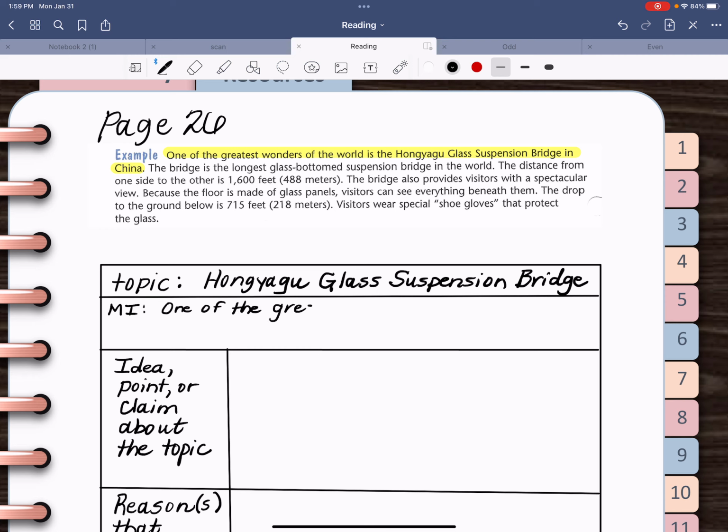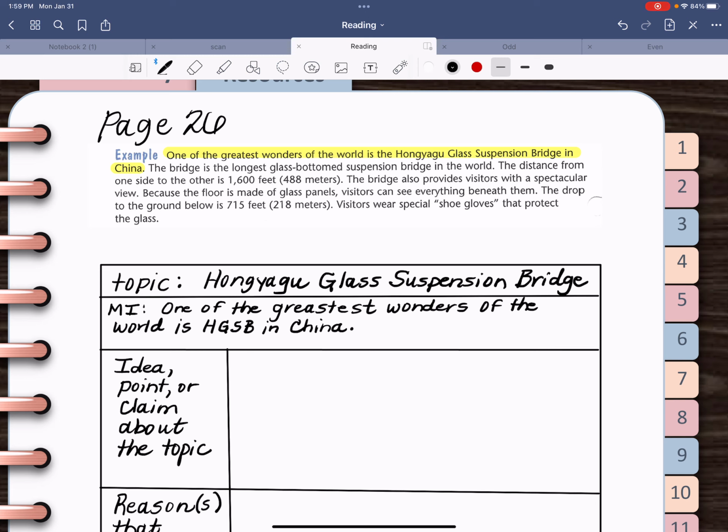Remember, if you're mapping these out, don't be lazy. Write this whole sentence in there because that main idea sentence is so very important. I am going to abbreviate the name of the bridge because we just wrote it out up there. I am going to tell you that it's in China.